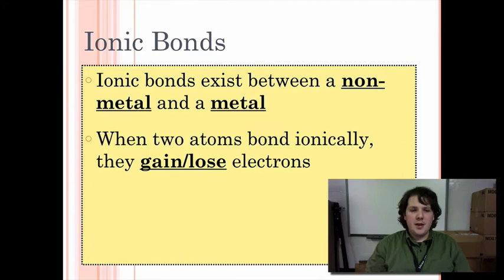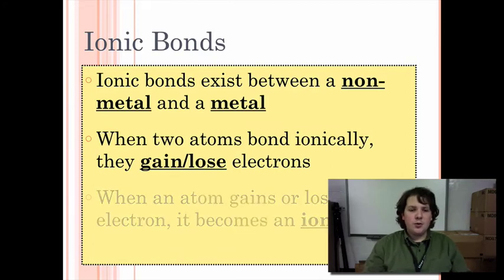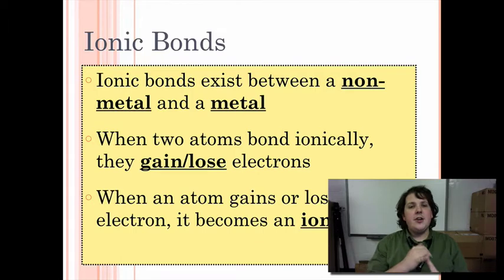When two atoms bond ionically, they're either going to gain or lose electrons. The metal is going to lose electrons, and the nonmetal is going to gain. When an atom has gained or lost an electron, it gets a charge, either positive or negative. When an atom has a charge, it is called an ion.